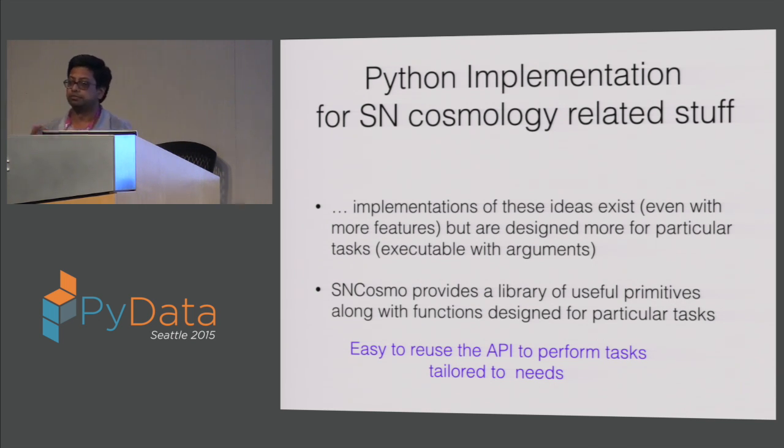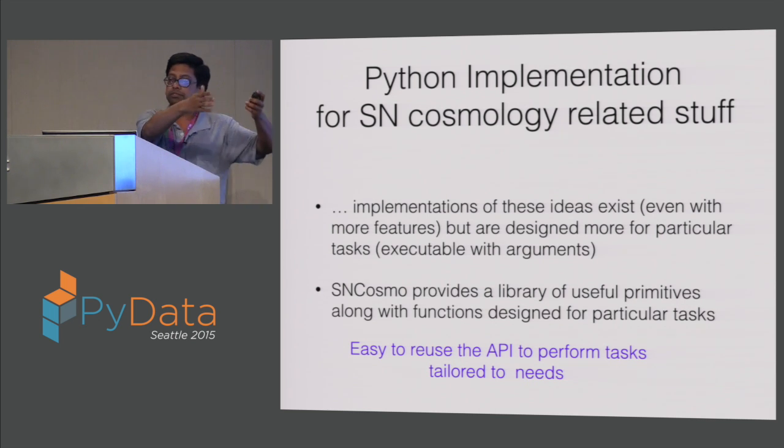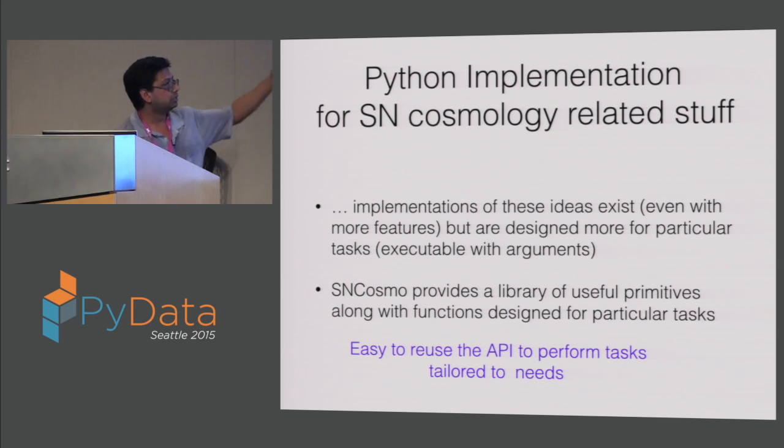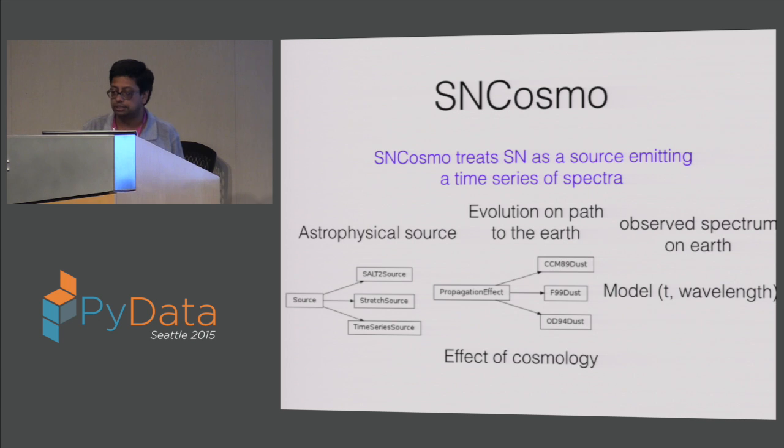It's the kind of primitives that you would think of if you were, for example, thinking, okay, if I had that spectrum and it passed through those filters, what is the amount of light I would get? Those are the kinds of primitives that are there very easily. So it's very easy to reuse that API and perform other tasks tailored to your needs.